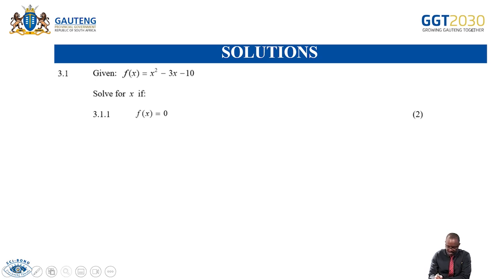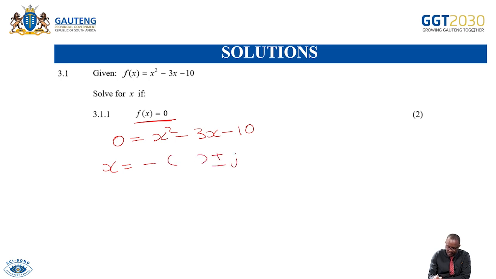The first one, remember, we said if the condition says f of x is equal to 0, we're going to have 0 is equal to x squared minus 3x minus 10. Without any waste of time, we are going to use our quadratic formula.